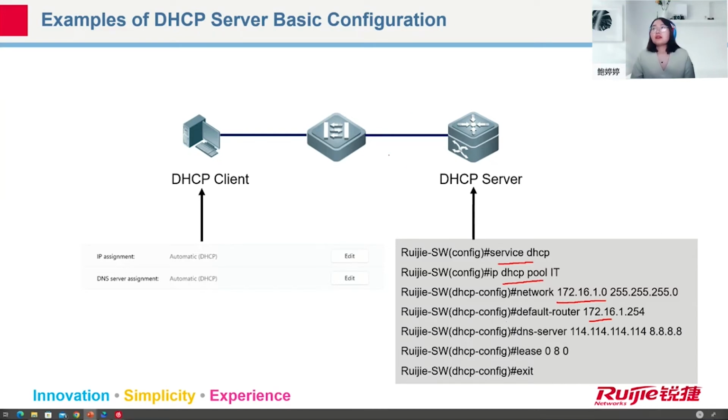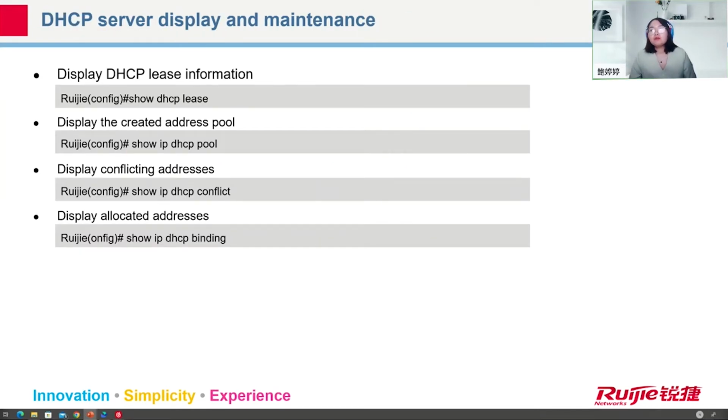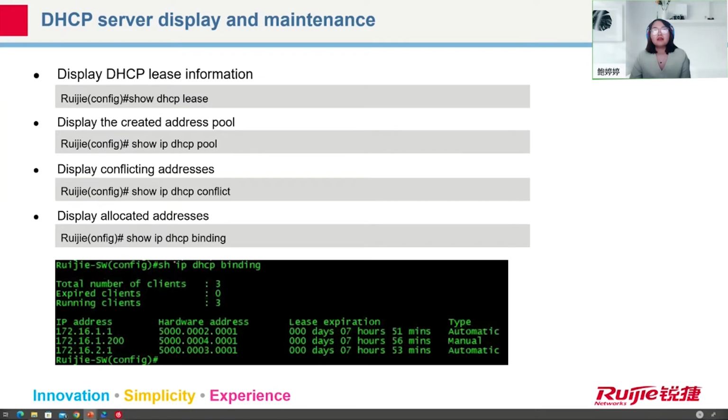Okay, so this is the basic configuration. After we finish the configuration, we can use these commands to check. Show IP DHCP pool shows the information, and maybe in your network some IP addresses conflict, so you have to do troubleshooting. You can also see which addresses are now allocated to clients. Like in this example, show IP DHCP binding, and now you can see 3 clients already got an IP address.